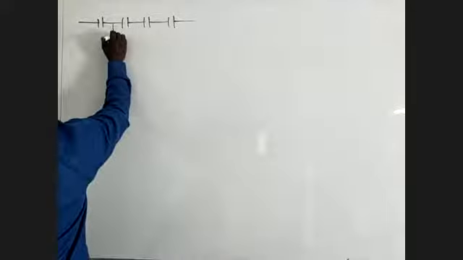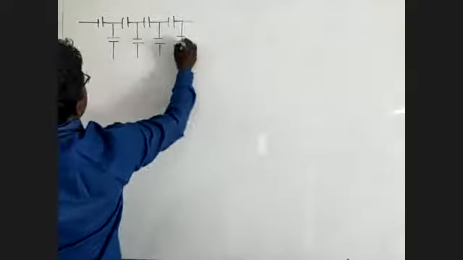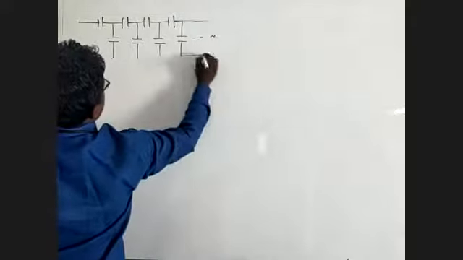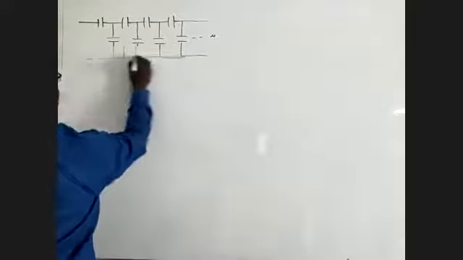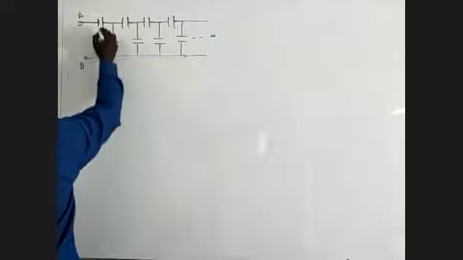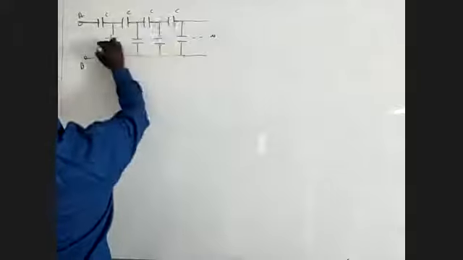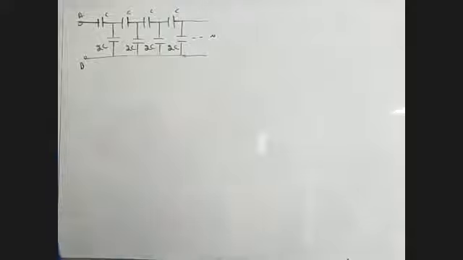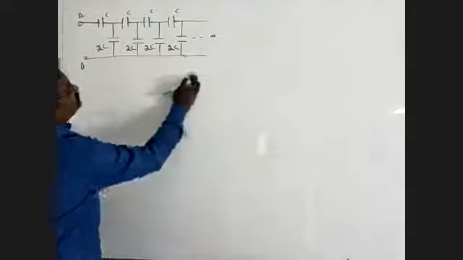Next question. This is one capacitor, second capacitor, third capacitor, fourth capacitor, and this is one more capacitor, continuing up to infinity. This is the A point, this is the B point. All are identical capacitors, but these are 2C, 2C, 2C. This is what we are going to find out.